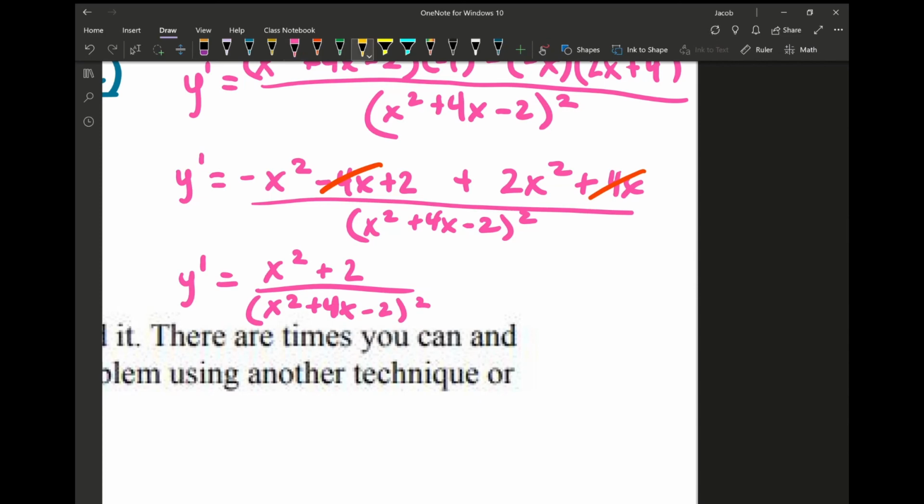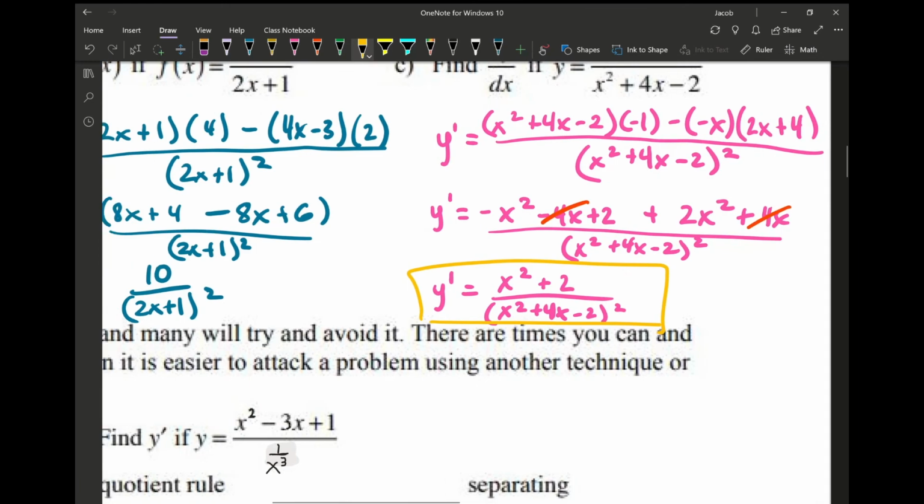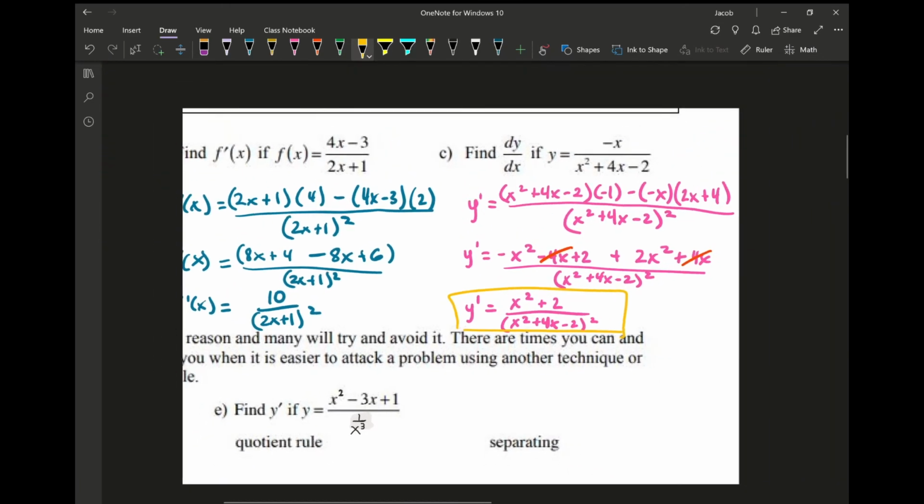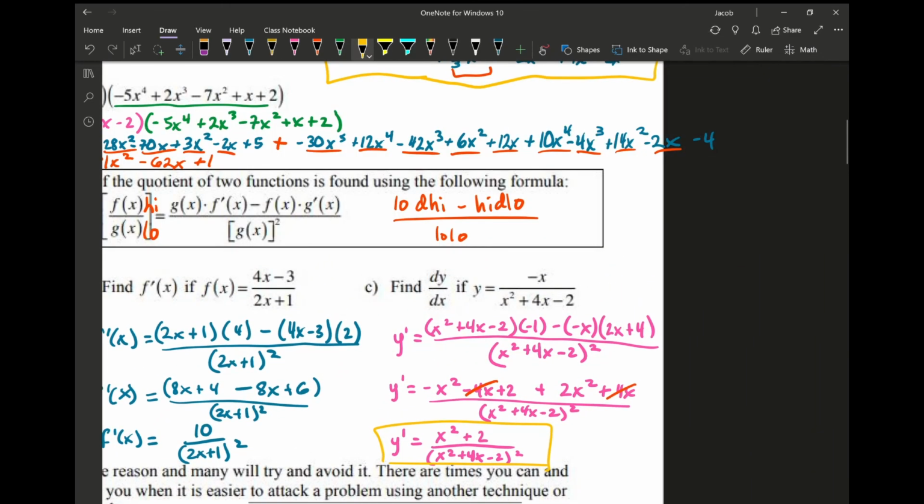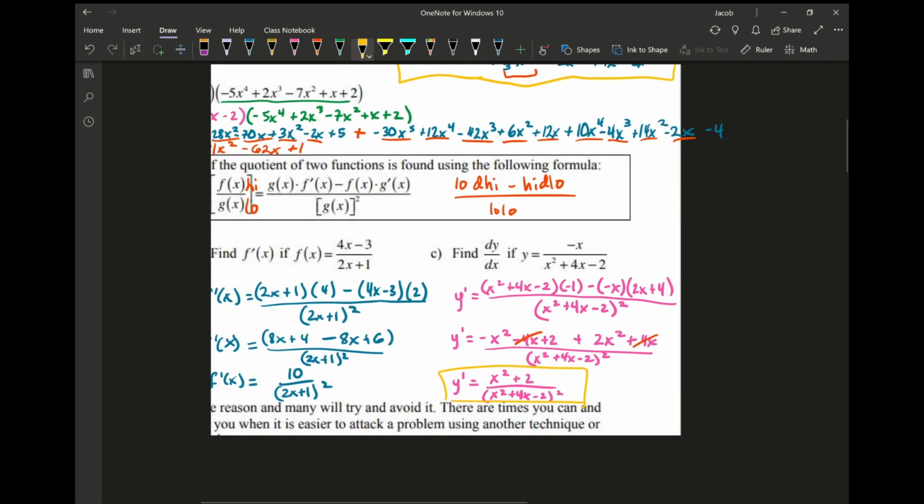Alright, so overall, I'd say that this wasn't as bad to simplify, maybe a more complicated problem than the product rule. Product rule is kind of a beast.